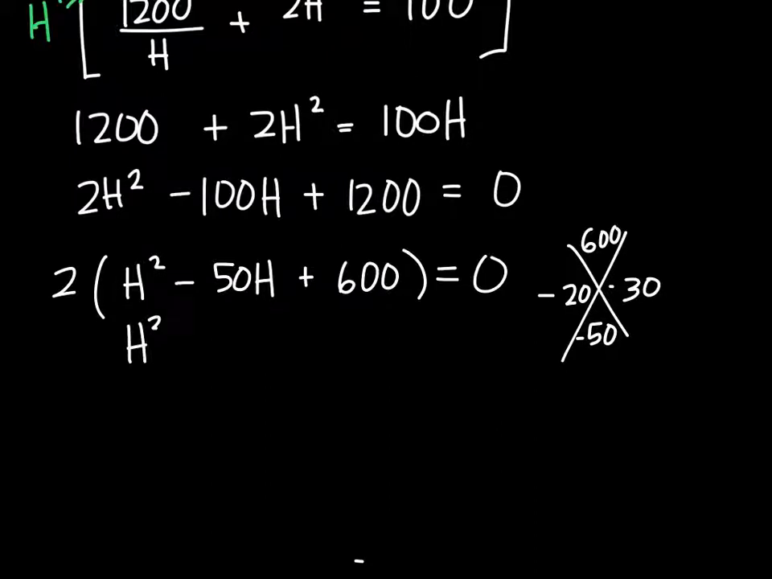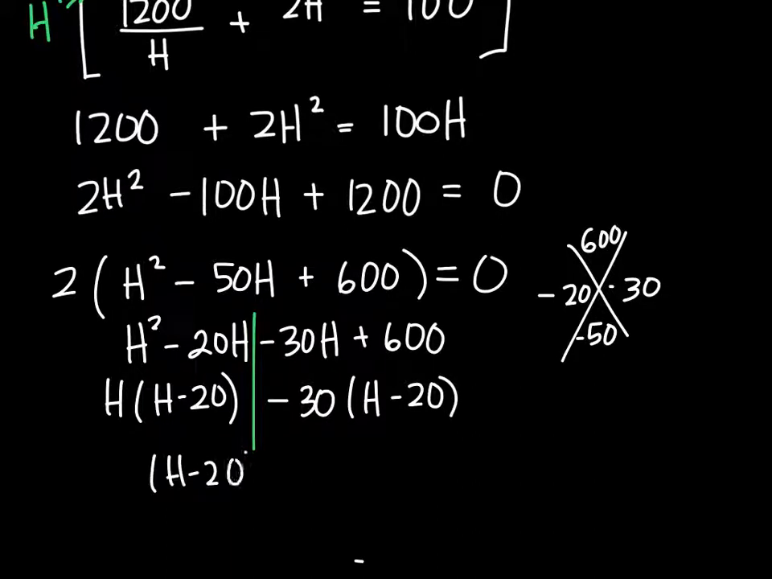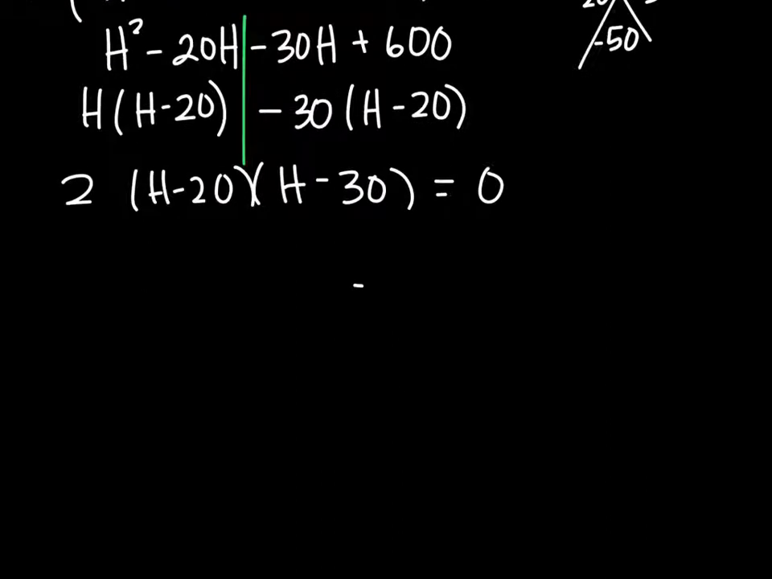But hopefully you come up with the negative 20h and the negative 30h, and you're able to split this down the center. So taking an h out leaves me with h minus 20, and taking a negative 30 out leaves me with h minus 30. So I've got h minus 20, and I have h minus 30, and I have the 2 from before, and all of that is set equal to 0.